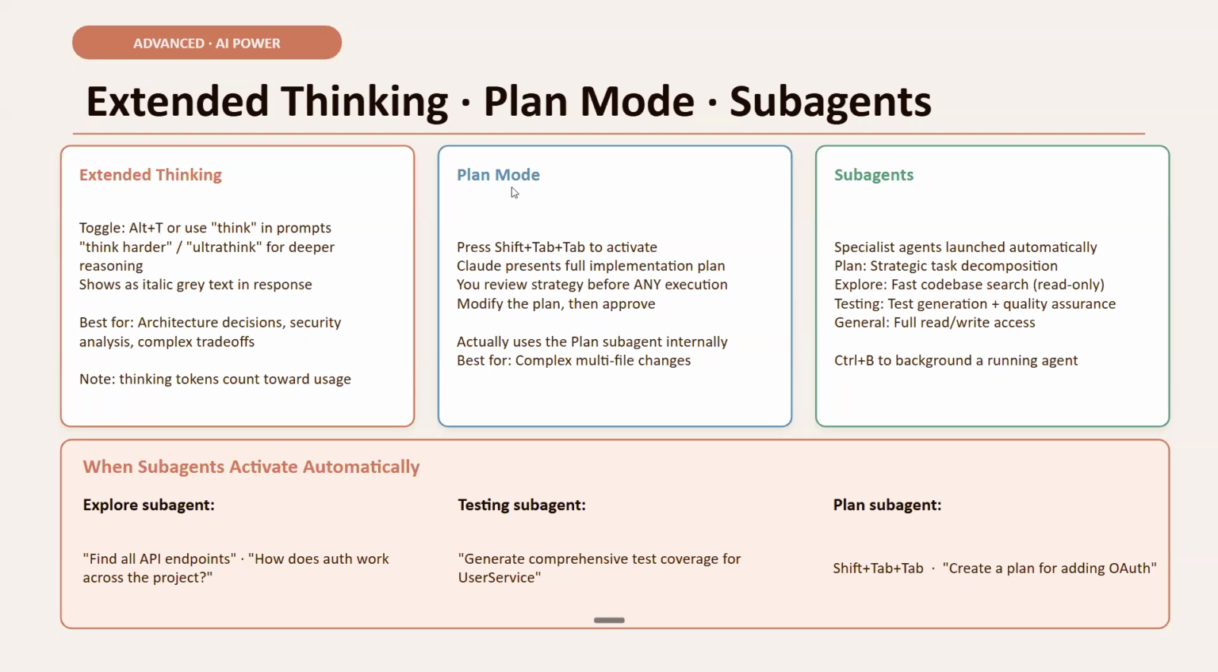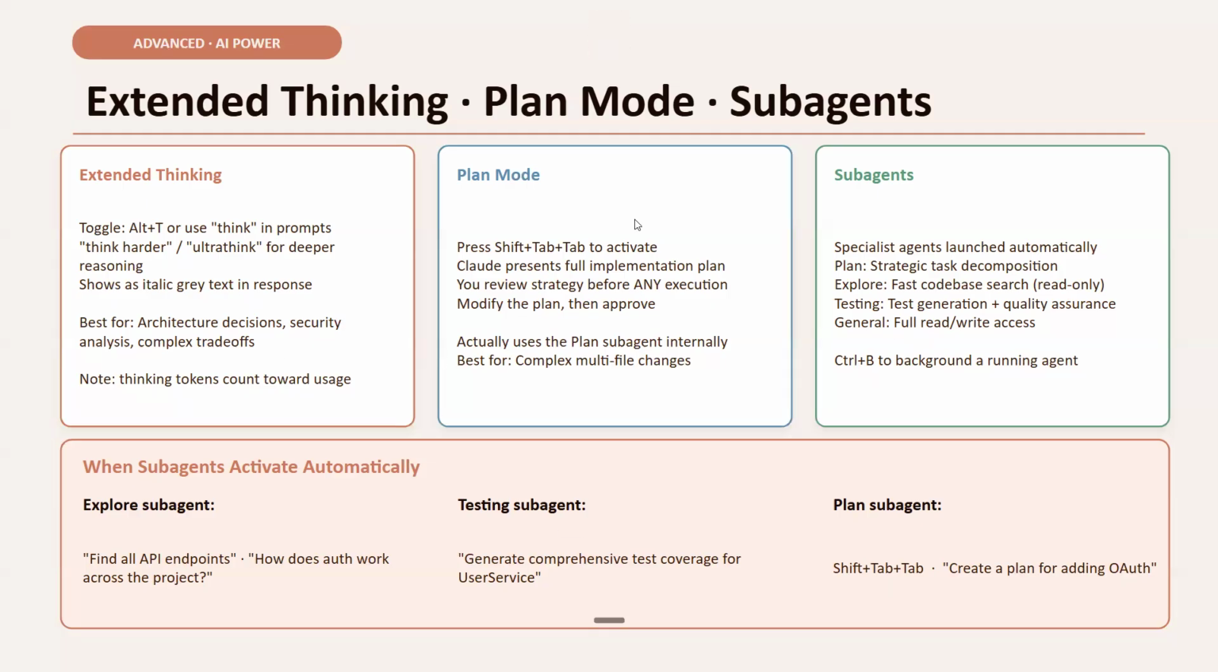Three ways to activate it: use the toggle Alt T for your current session, add the word think to any of your prompts, for example, think about the best architecture for this authentication system in your project, or you can add the keyword think harder for deeper analysis. And you can also use ultrathink for maximum depth. Use this for the hardest design problems. In my opinion, use it for architectural decisions, security analysis, complex algorithm design, trade-off evaluations. You do not need this for simple code generation.